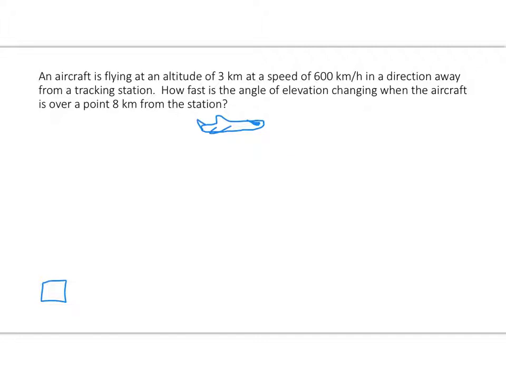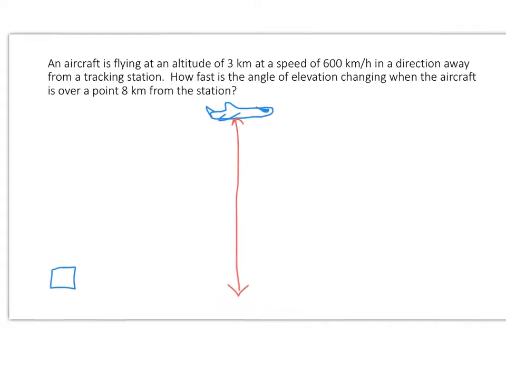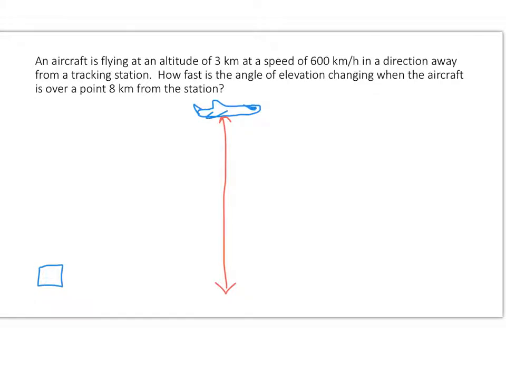So that's a fixed distance from him to the ground. It doesn't matter where he is, right? He could be directly overhead, it doesn't matter. He's always 3 kilometers above ground. So this is fixed. We always like to know what our fixed things are and what's changing.